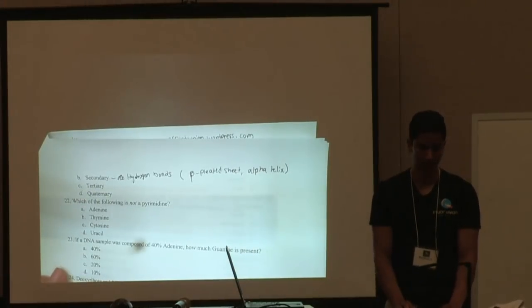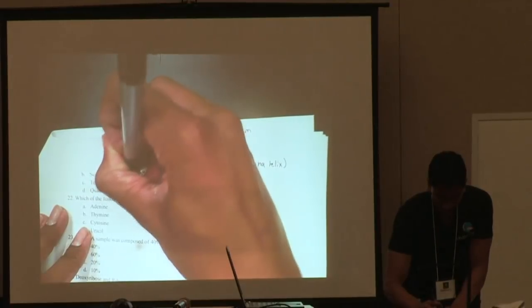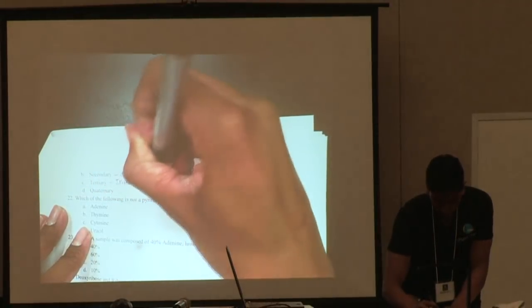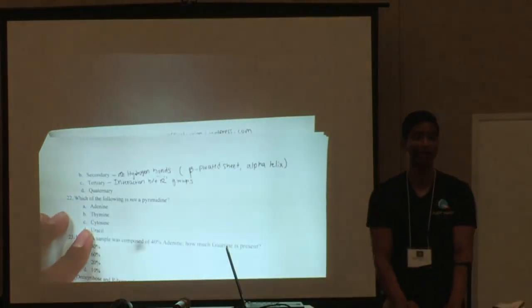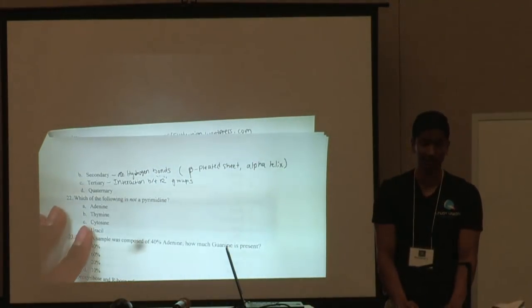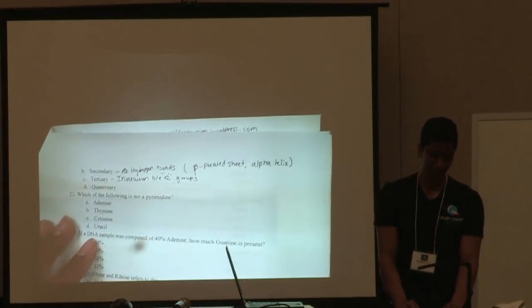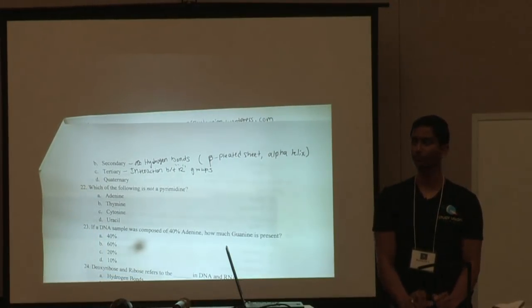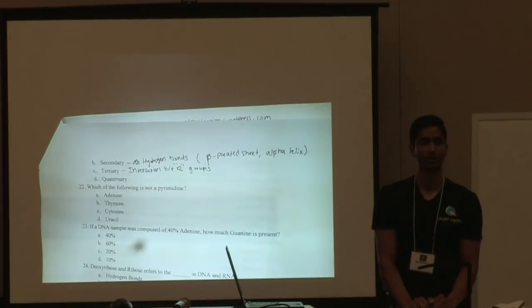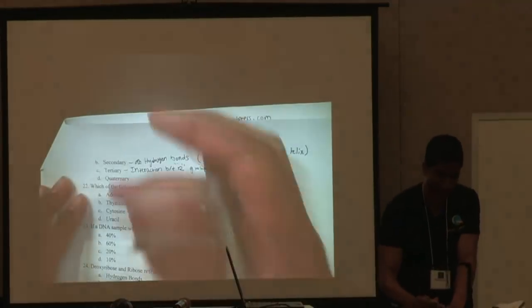What about tertiary? R groups. Good. So remember, an R group can be literally anything. It's just the different part of the amino acid. This is what differs in amino acids. And lastly, what about quaternary? What is it? I can't hear you. Yes, interaction between multiple proteins. Good.